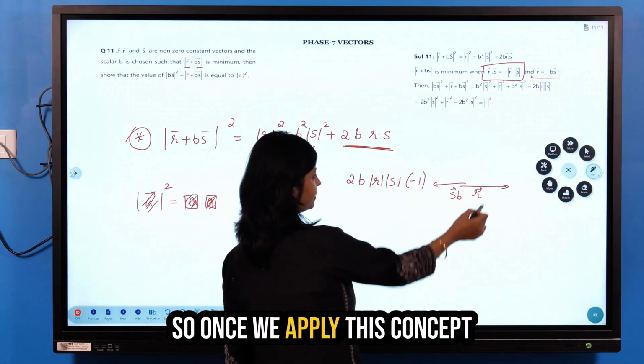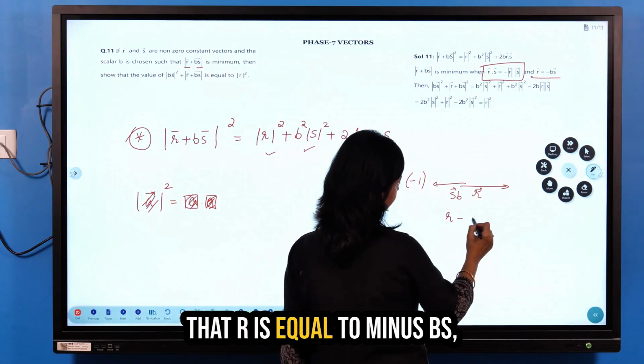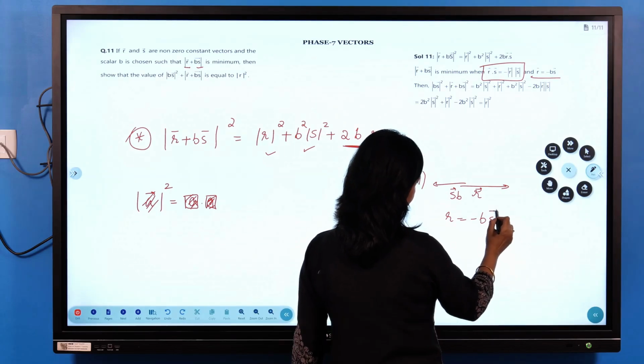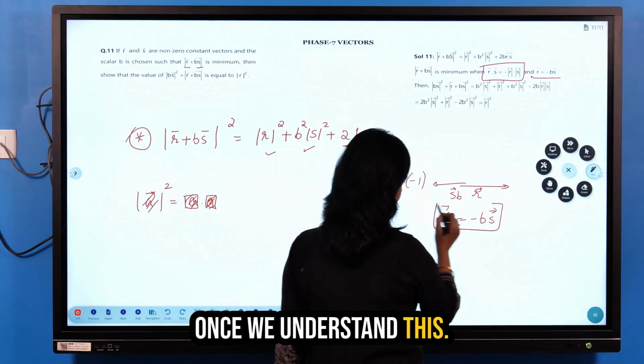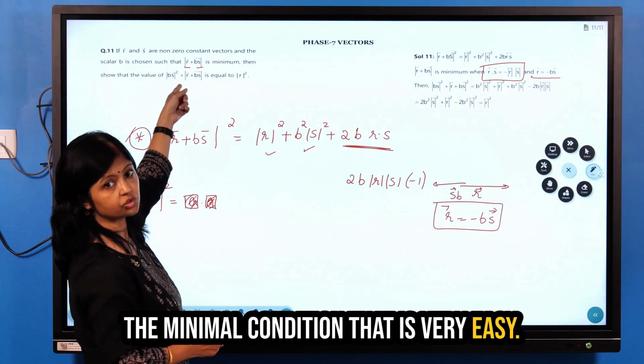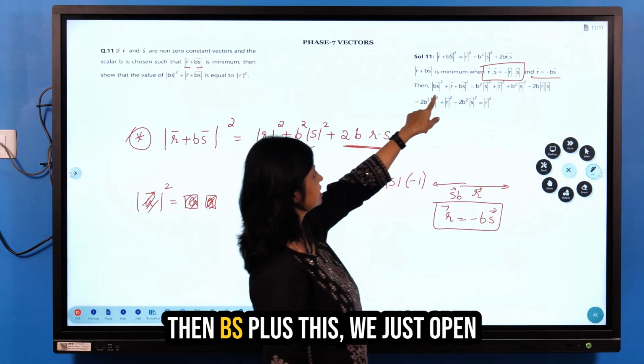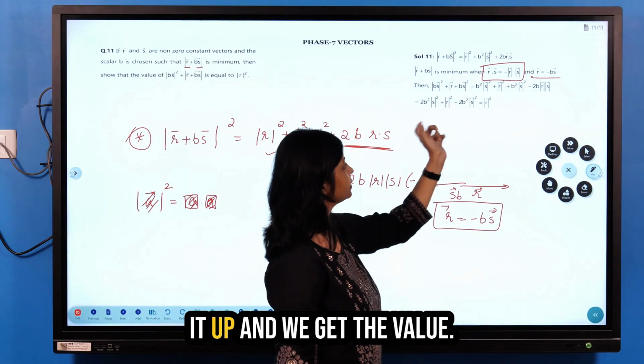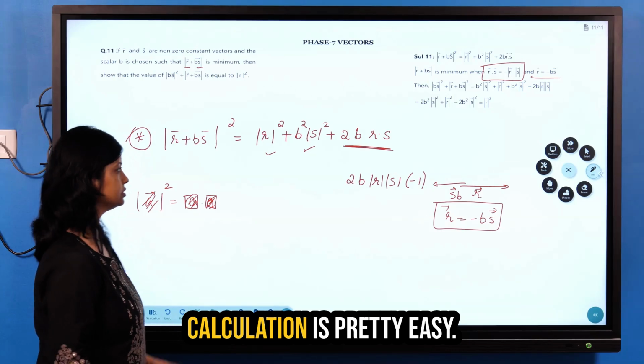So once we apply this concept that R is equal to minus BS, once we understand the minima condition, after that it is very easy. We just put it back there. Then BS plus this, we just open it up and we get the value. So after that, the calculation is pretty easy.